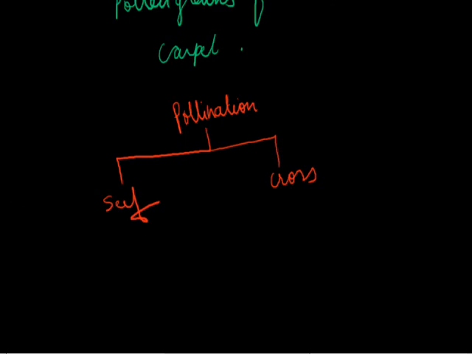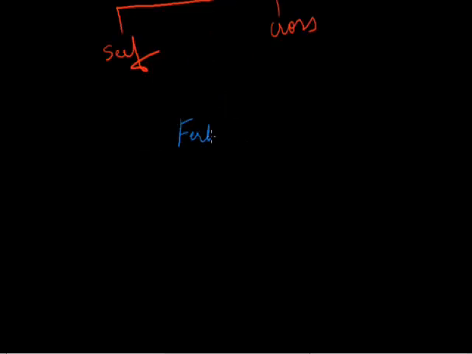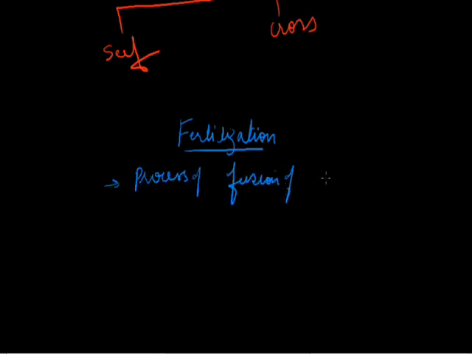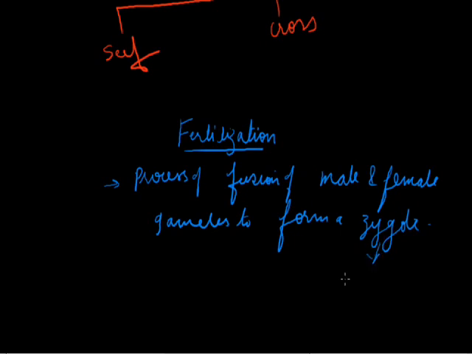Now the next step in sexual reproduction is fertilization. After pollination, fertilization will take place. It is the process of fusion of male and female gametes to form a zygote, and this zygote will ultimately develop into an embryo which will give rise to seed. Through pollination, the male gametes reach the stigma and then fertilization takes place. After the pollen grains land on stigma, a pollen tube grows out of the pollen grains. This enables the male gametes to fuse with the female gametes in the ovule.